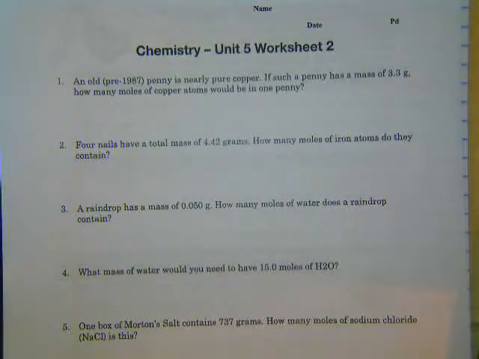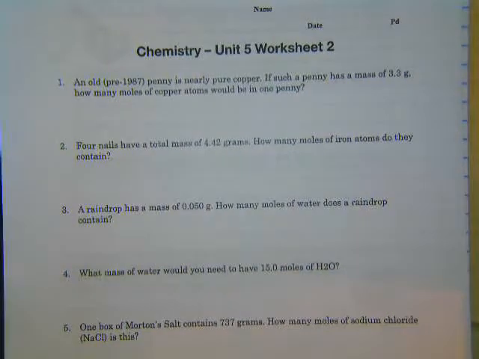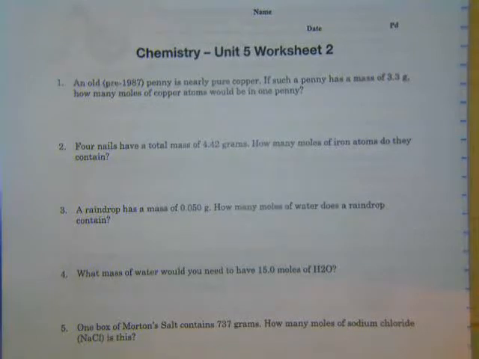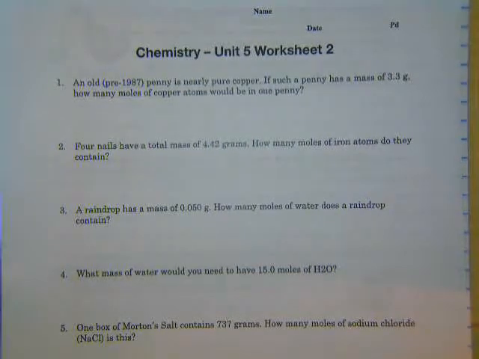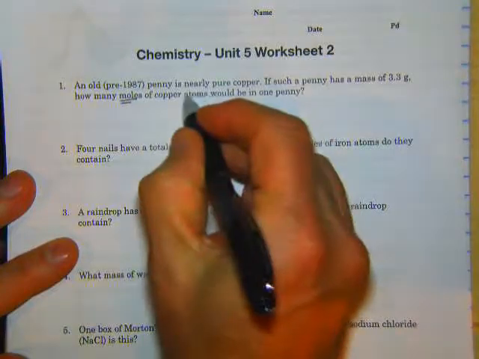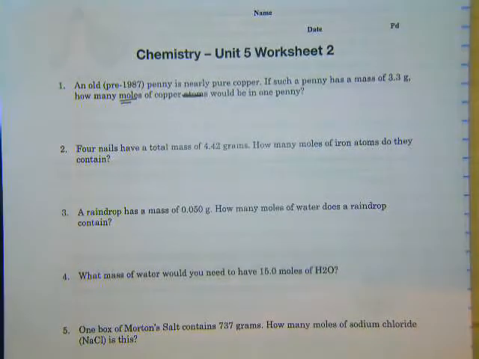Well, we're back here at the Cave of Science, and we're looking at Unit 5, Worksheet 2. So the first one says, you've got a penny that's pretty much pure copper. The penny has a mass of 3.3 grams. How many moles of copper atoms would be in one penny? This one's stated a little funny. Really, they're looking for how many moles, so we don't need to worry about how many atoms there are.